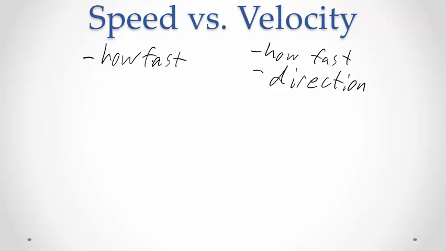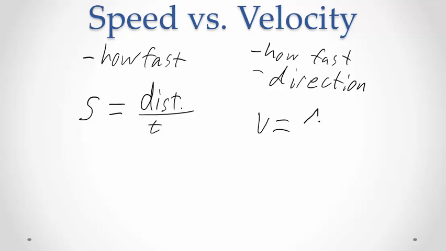Okay. Again, speed can never be negative. It's a scalar quantity. Velocity can be positive or negative depending on which direction you're going. So the equations, you could say that speed is how far you go and how long it took to get there. So we're going to use d for distance over t for time.